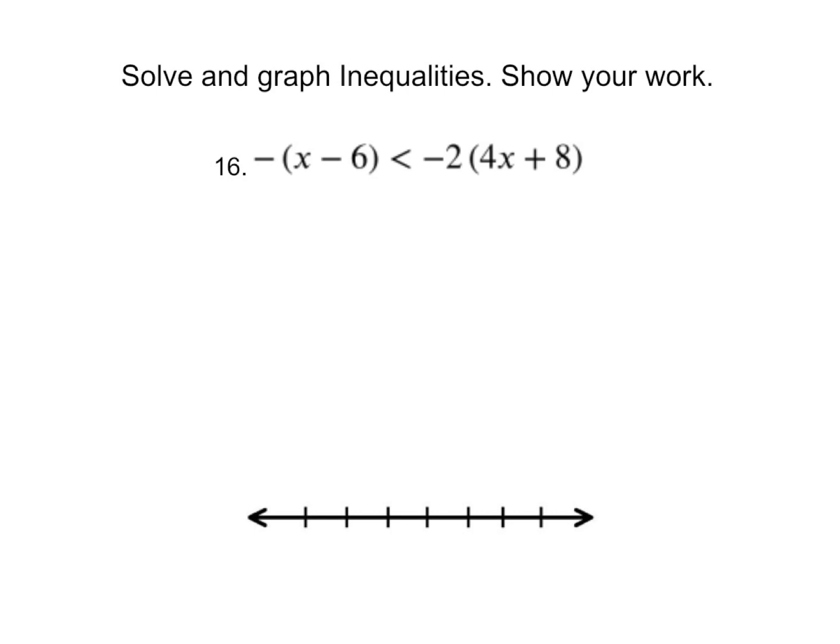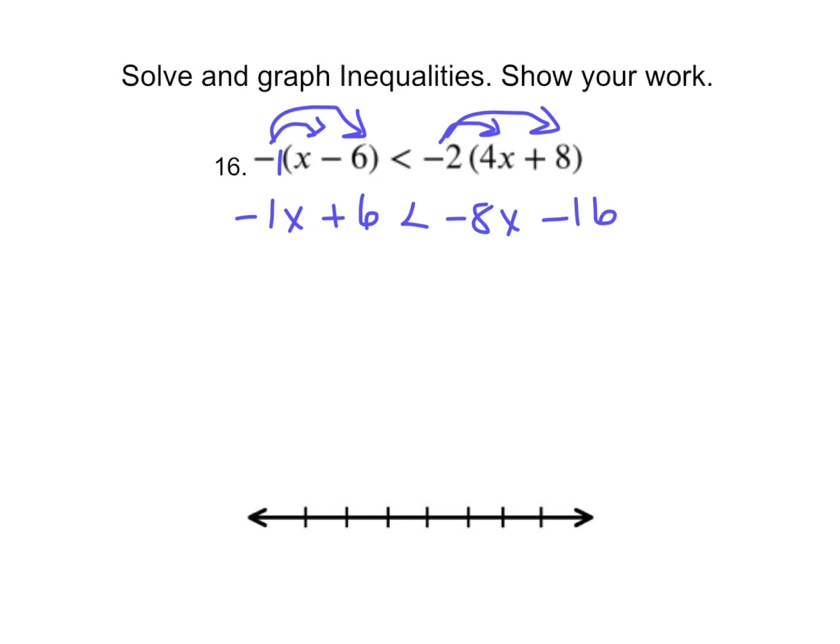Okay, looks like a lot going on here. Let's just take it step by step. On this left side, I could treat this as a negative 1 in here and distribute that negative. So that's going to be negative 1x, and then a negative times a negative is a positive. And then on the right, I have to distribute the negative 2. So negative 2 times 4 is negative 8x. And negative 2 times 8 is negative 16. Okay, so the first step would be to get rid of those parentheses.